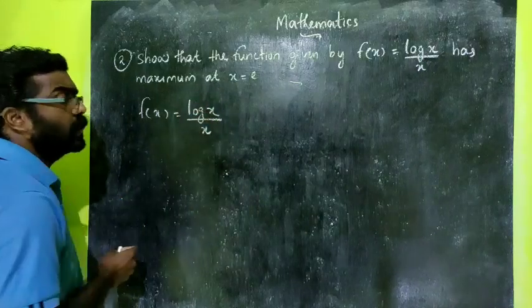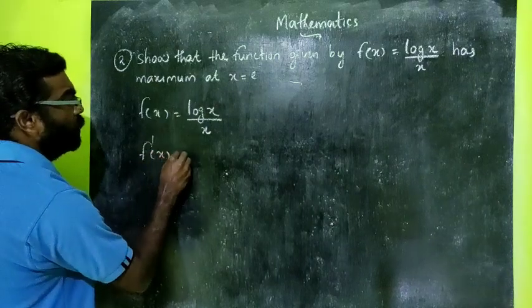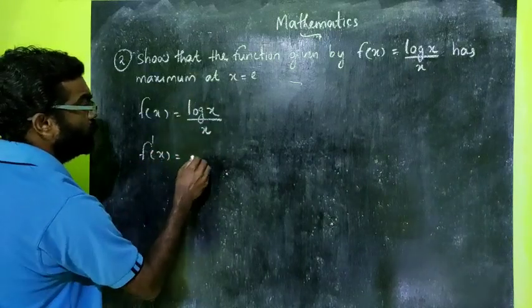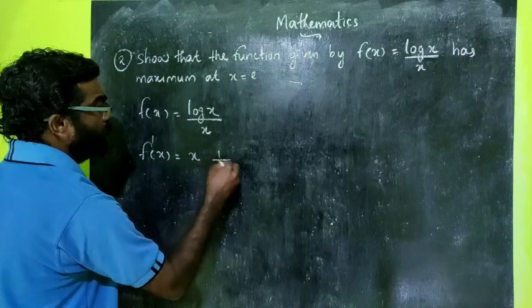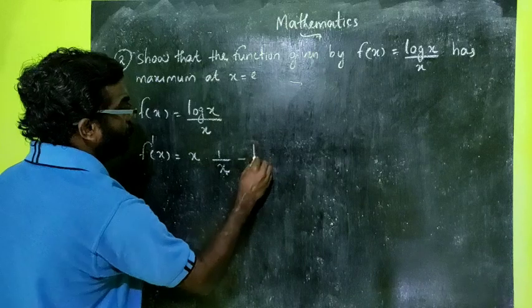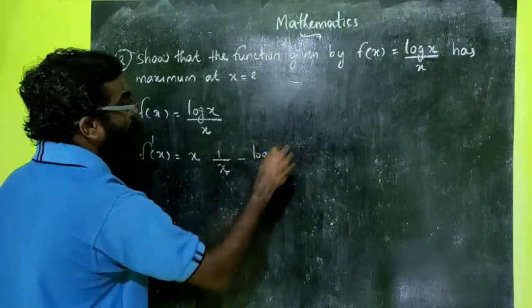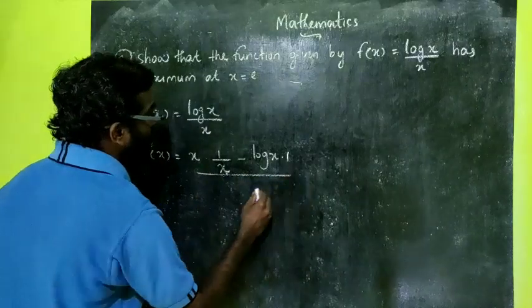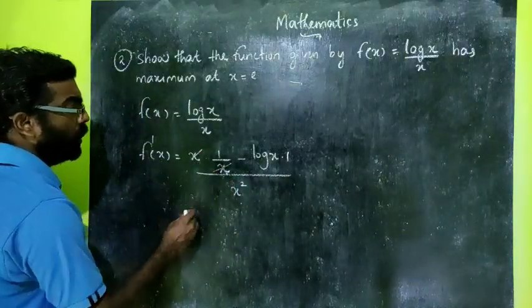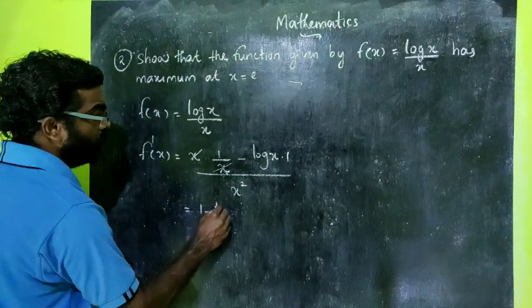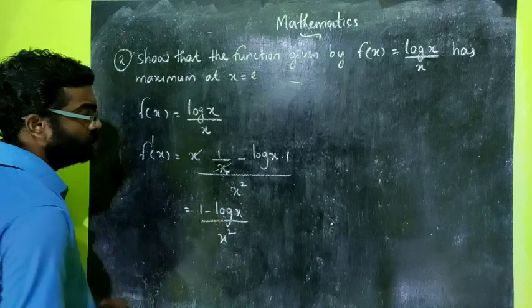Here we can apply the second derivative test. f dash of x is equal to, quotient form. So quotient rule: denominator x into derivative of numerator log x, derivative 1 by x, minus numerator log x into derivative of denominator, derivative of x is 1, divided by square of the denominator, that is x square. Here x and x we can cancel. The remaining is 1 minus log x divided by x square.